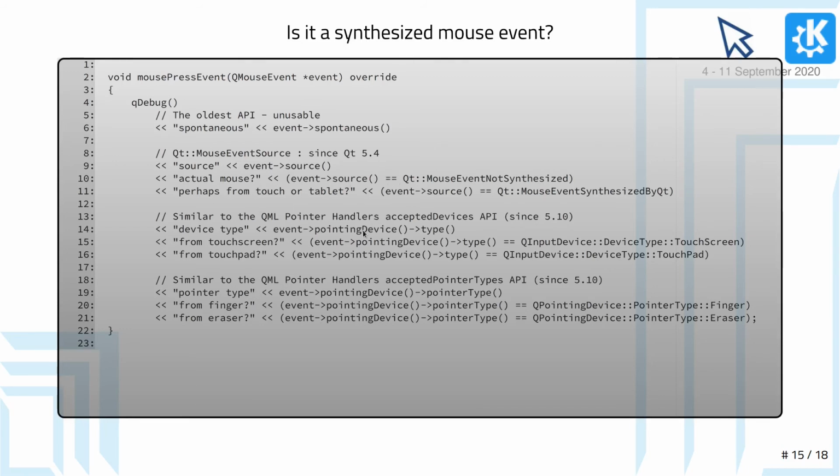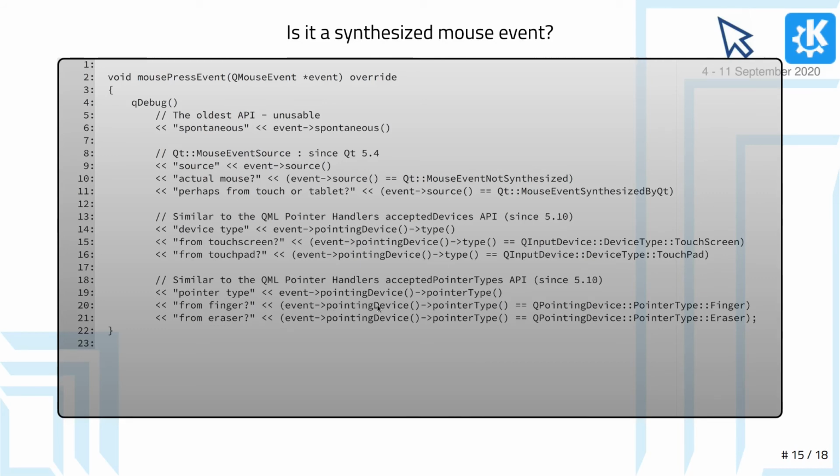But since 5.10, in pointer handlers, you've been able to set accepted devices to just the devices that you're interested in. So that's a declarative way to make sure that you only get the events that you want. But if you are working in C++ now, in Qt 6, you'll be able to ask for the event's pointing device type, and then you can check, is it a touchscreen or a touchpad, if you want to find only events that come from those two device types, or it can be a tablet.